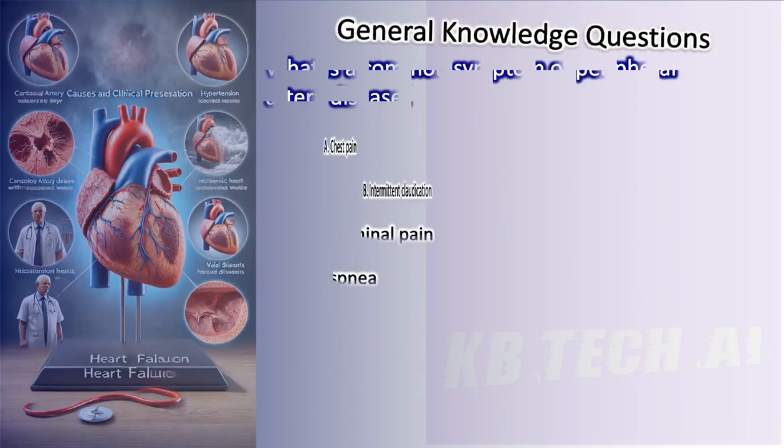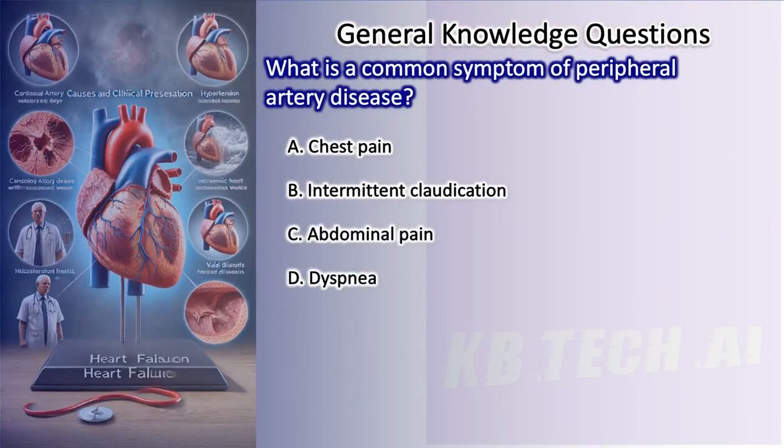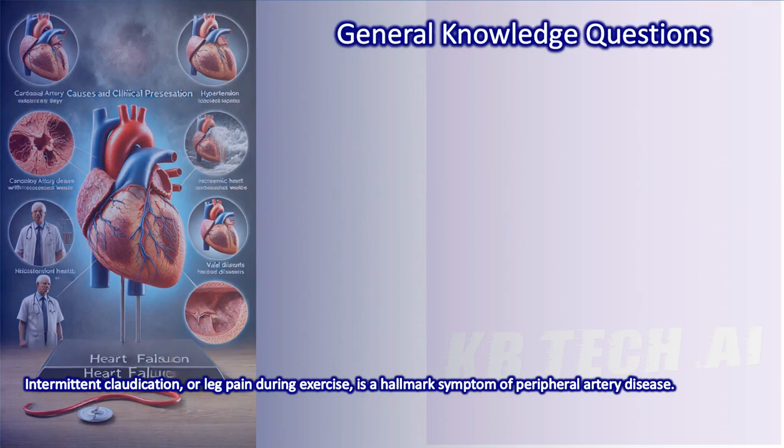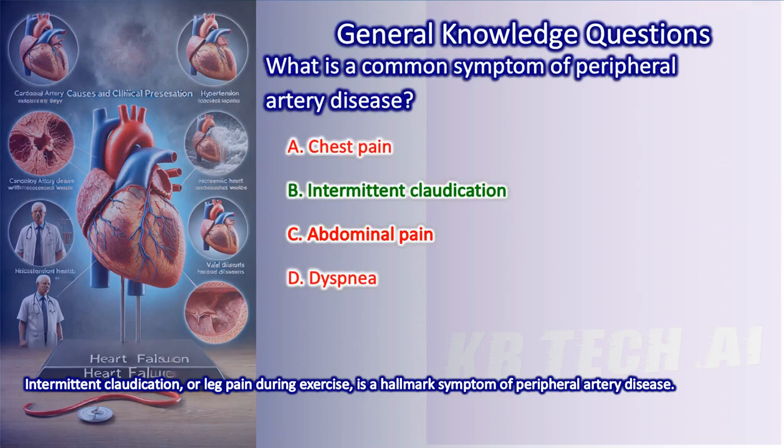Smoking. What is a common symptom of peripheral artery disease? Option 1. Chest pain. Option 2. Intermittent claudication. Option 3. Abdominal pain. Option 4. Dyspnea. The answer is option 2.